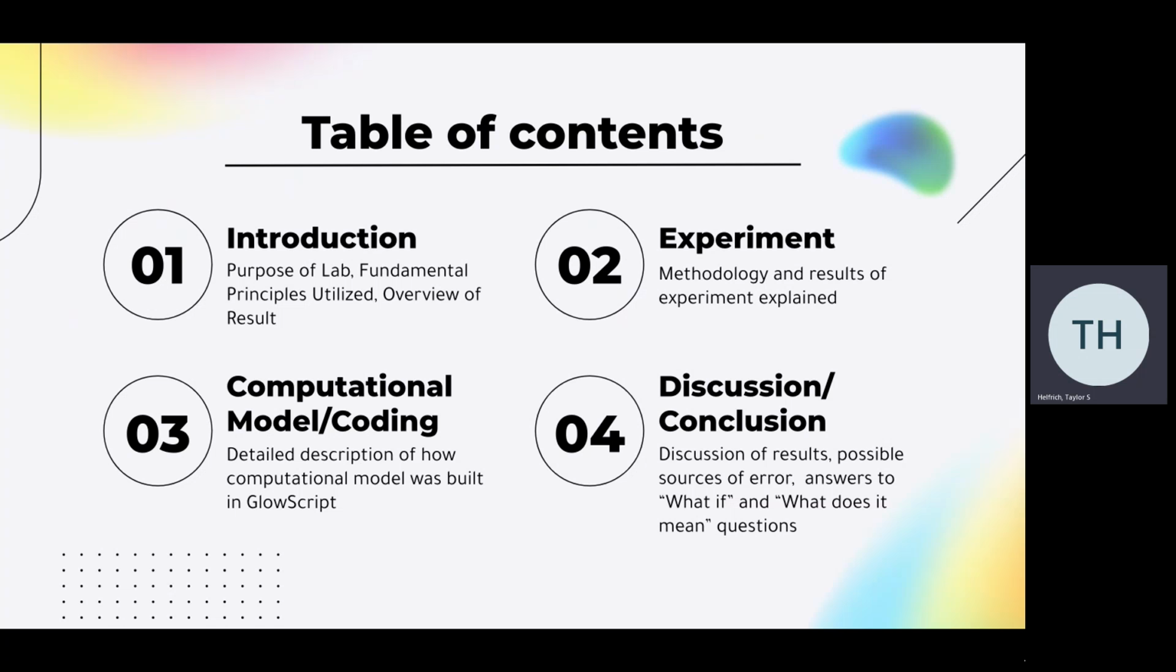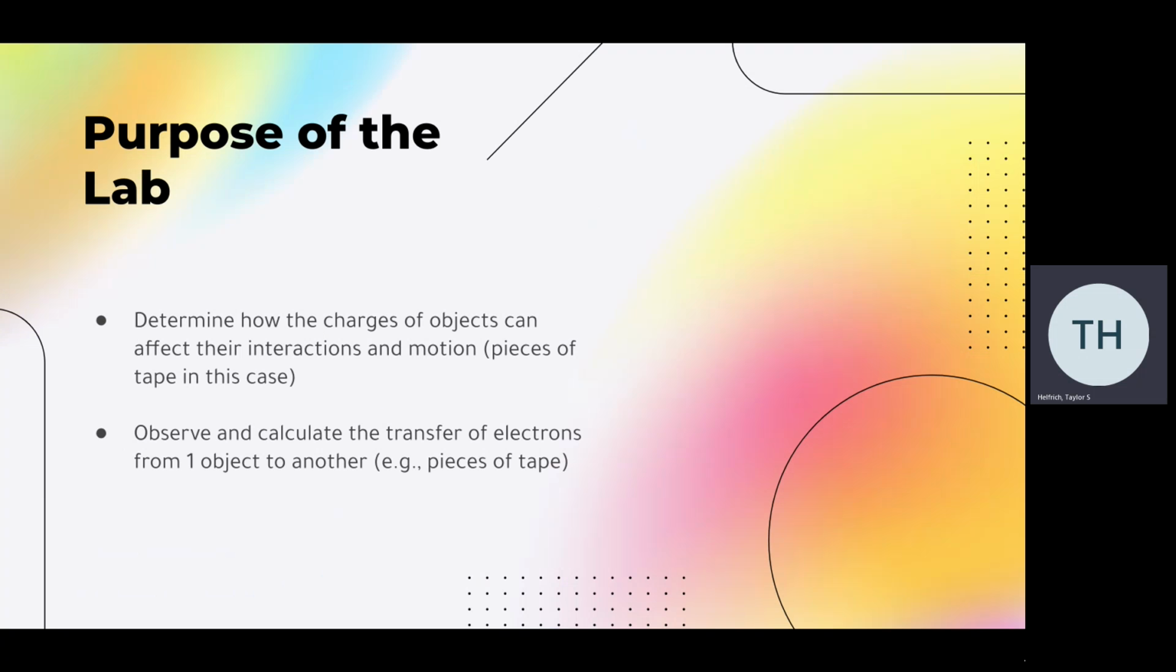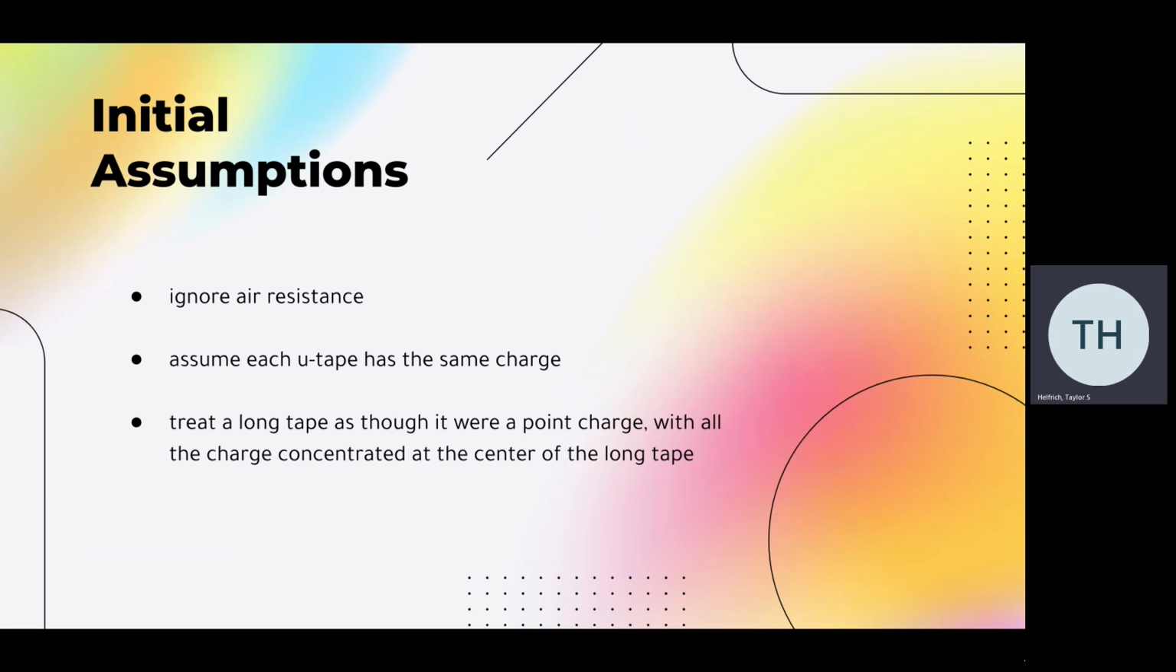discussion and conclusion. So first, in the introduction, we have the purpose of the lab, which is to determine how the charges of objects can affect their interactions in motion, and observe and calculate the transfer of electrons from one object to another. Then we had some initial assumptions where we would ignore air resistance, assume each U-tape has the same charge, and treat a tape as if it were a point charge.